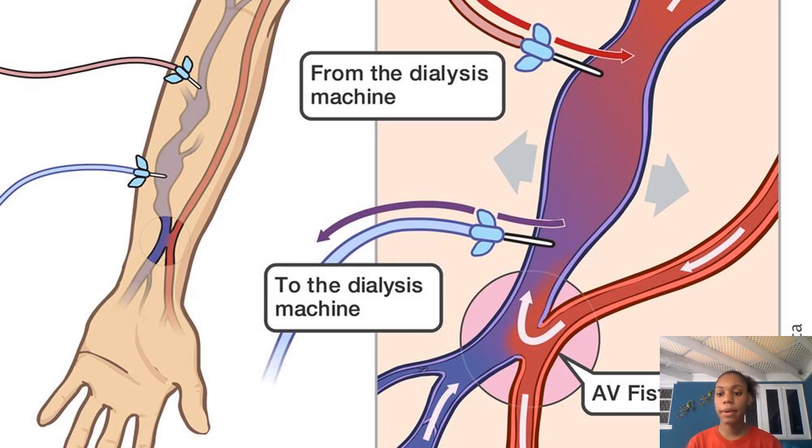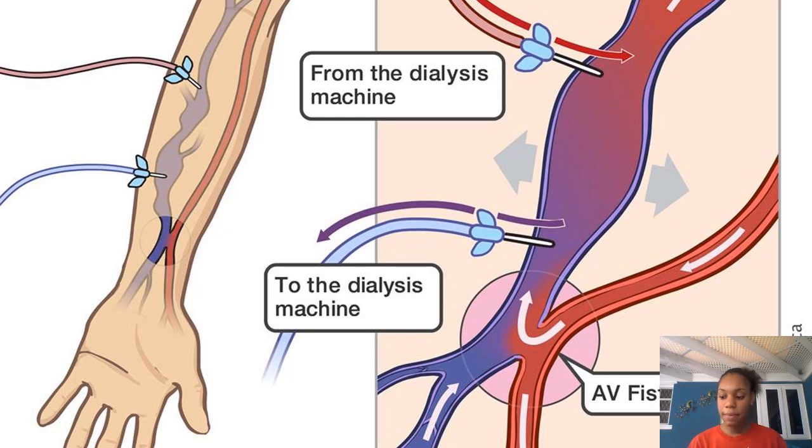So now we're going to talk about the intravenous fistula. So this is the preferred method for permanent access. It is created surgically in the forearm by joining, or anastomosis, an artery to a vein. And in this picture, you can see where the AV fistula is, because you can see where they join the artery and the vein together.